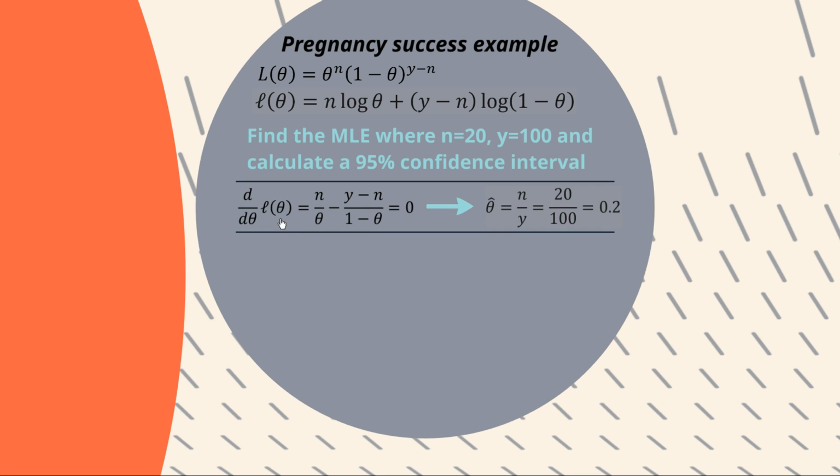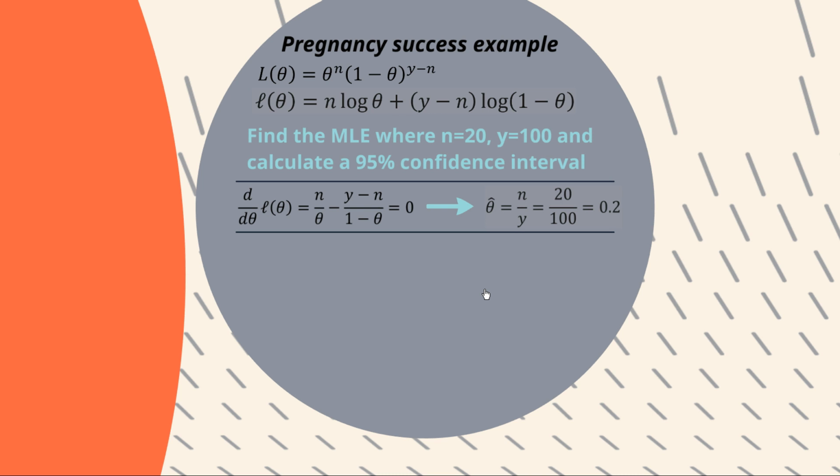So the first bit's probably the easier part, which is where we differentiate the log likelihood function. The differential of this log likelihood is just going to be n on theta for this first term. It's going to be y minus n over 1 minus theta for the second term. Of course, there'll be a negative that comes out the front from that. So we set that equal to 0, and in doing so, we can find an estimate for theta, which we're going to term theta hat. If you rearrange that, you'll find it's n on y, which is 20 on 100, or 0.2. All you need to do is just rearrange this equation and solve for theta.